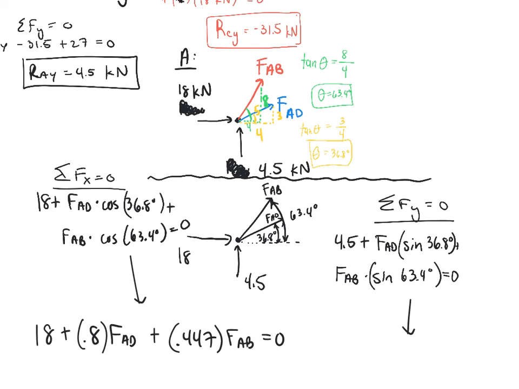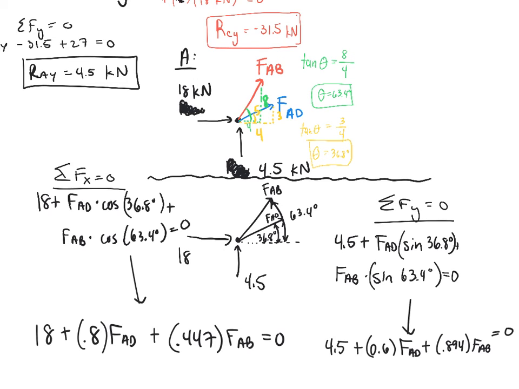So this equation, again, two unknowns, cannot be solved. This equation is going to be the same idea. We need decimals again. The 4.5 carries down. Aside from that, we have FAD times 0.6, approximately, and FAB times 0.894. So again, it's the same equations, just continuing down.